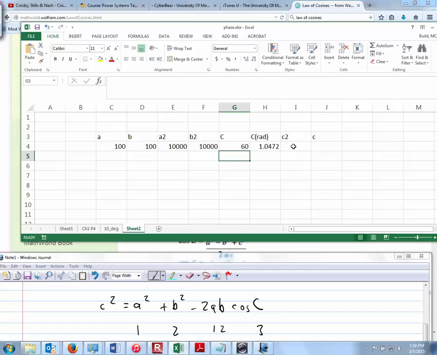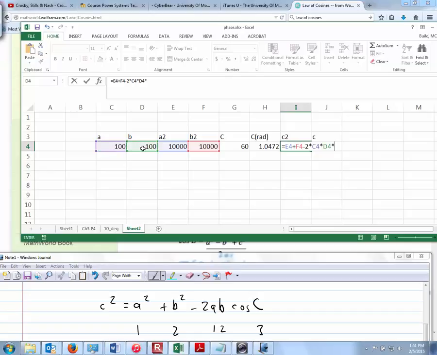So C squared equals A squared plus B squared minus 2 times A times B times, oh, I messed it up. I'm just going to pretend that's cosine of C for now. It's not, but I'll fix it.